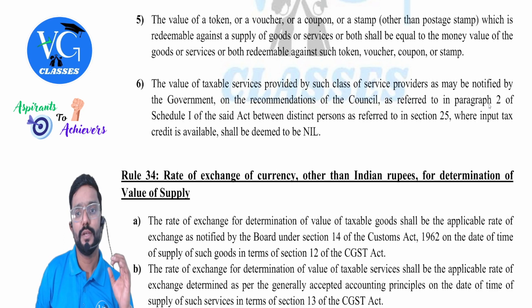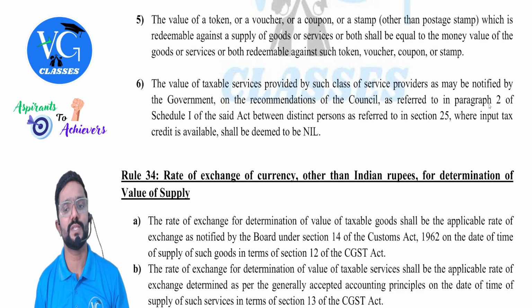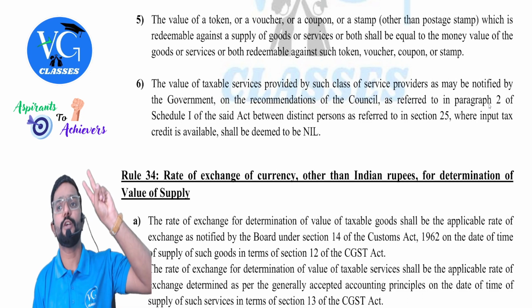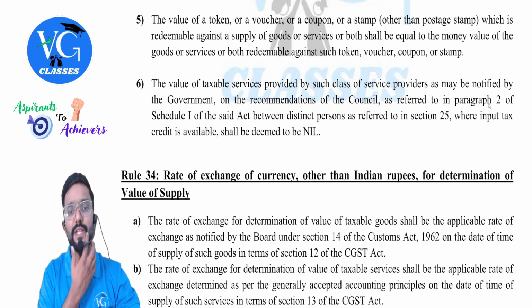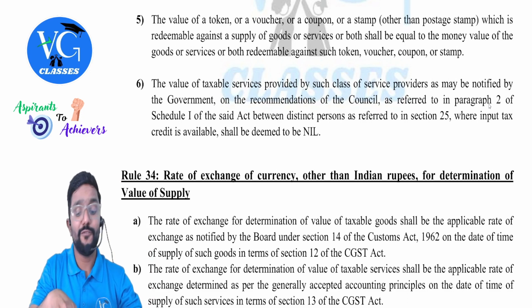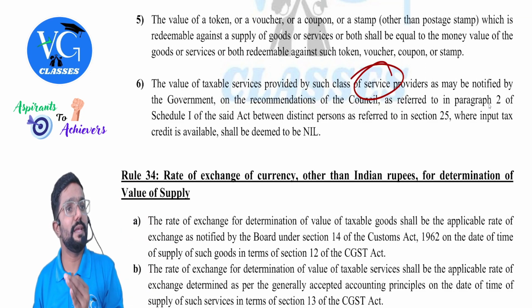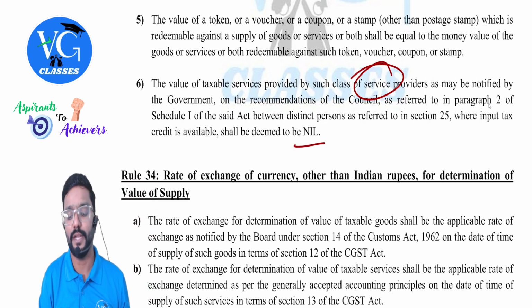Next, the 6th one. The value of taxable services provided by such class of service providers as may be notified by the government on the recommendation of the GST Council, as referred to in paragraph 2 of Schedule 1 of the said Act, between distinct persons as referred to in section 25, where input tax credit is available, shall be deemed to be nil. Guys, para 2 of Schedule 1 you remember? Supply between distinct persons or registered persons. Here they are telling, if there is a supply between distinct persons, but supply of what? Services. They're telling if the recipient is eligible to claim input tax credit, then we consider the value of that supply of service as nil.